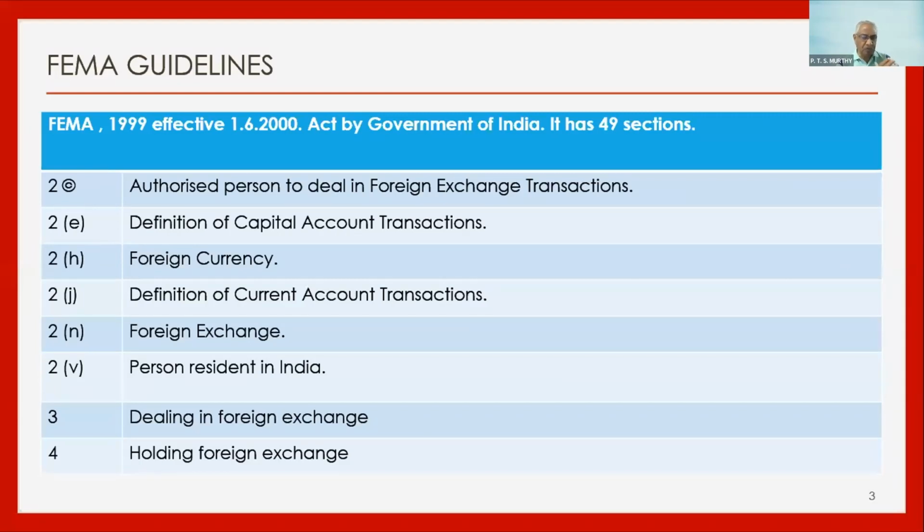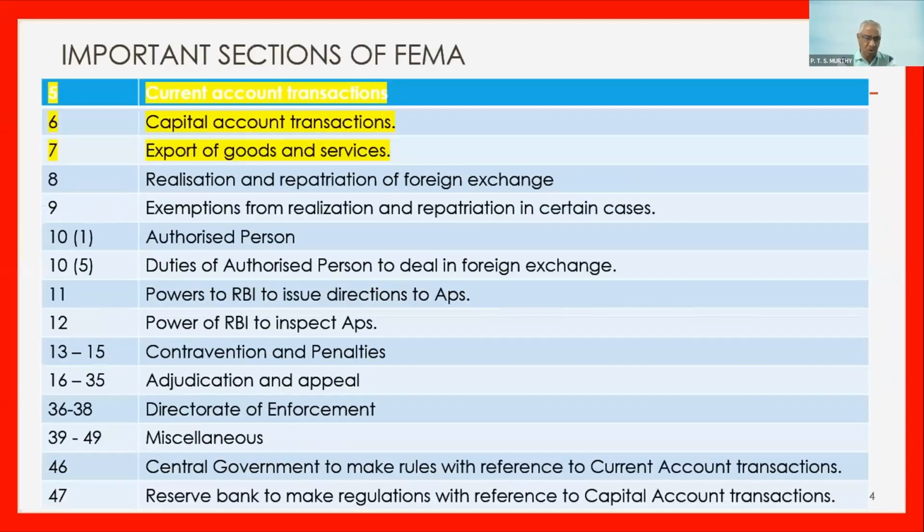The other details may not be much relevant from the examination point of view. Under these sections also, there are 5-6 sections which are important for us: section 4, section 5, section 6, section 7, section 10, section 46, and section 47. These are the sections which are very important for our discussion.